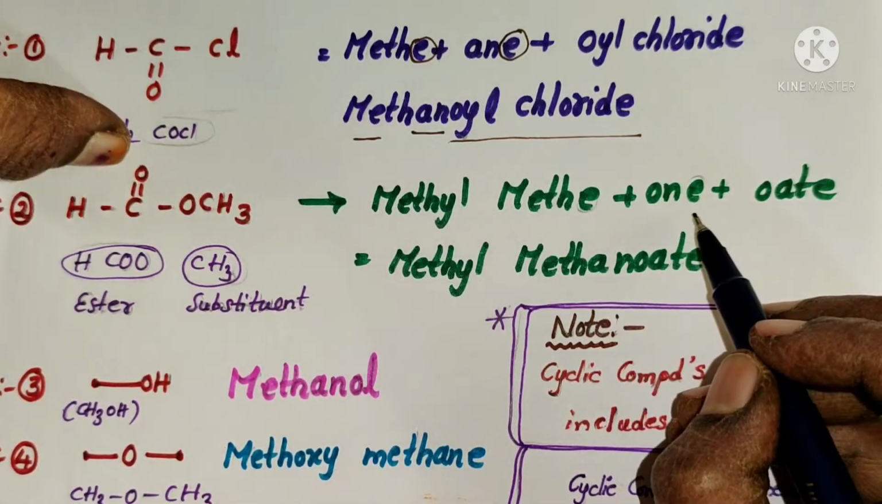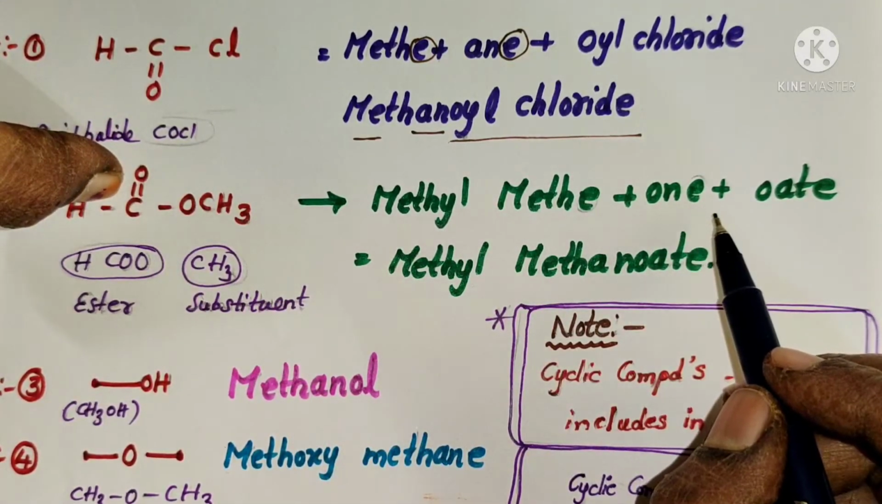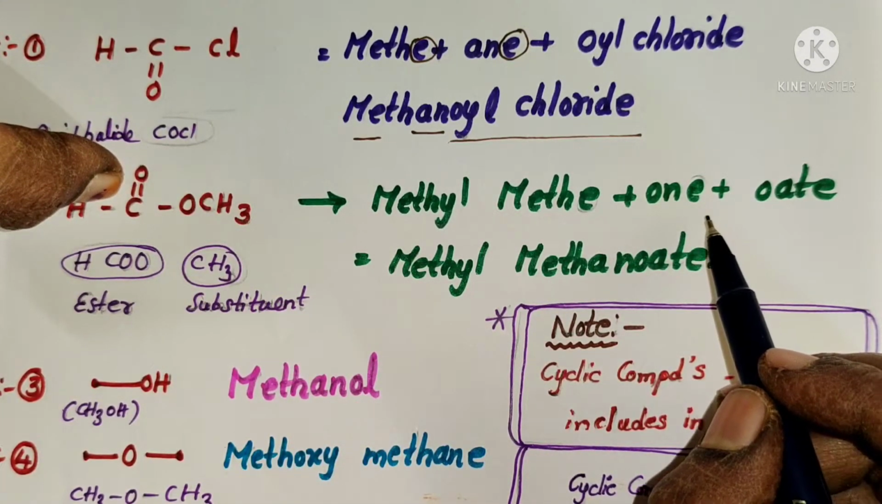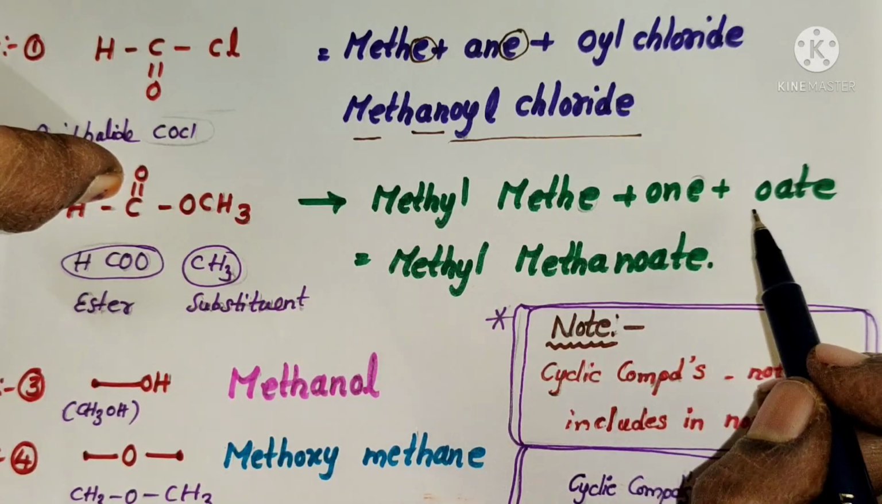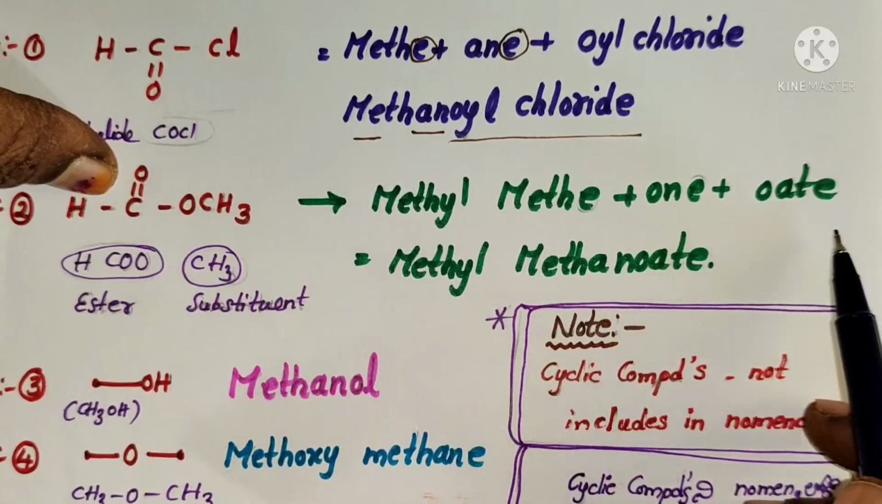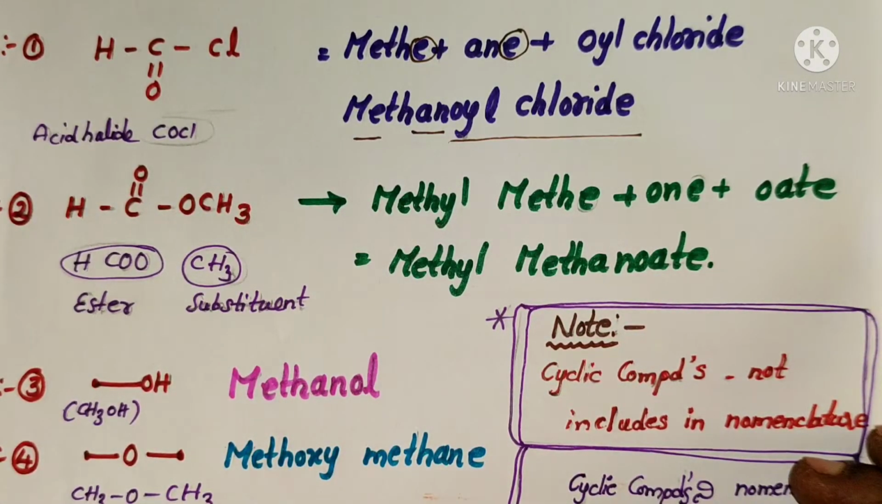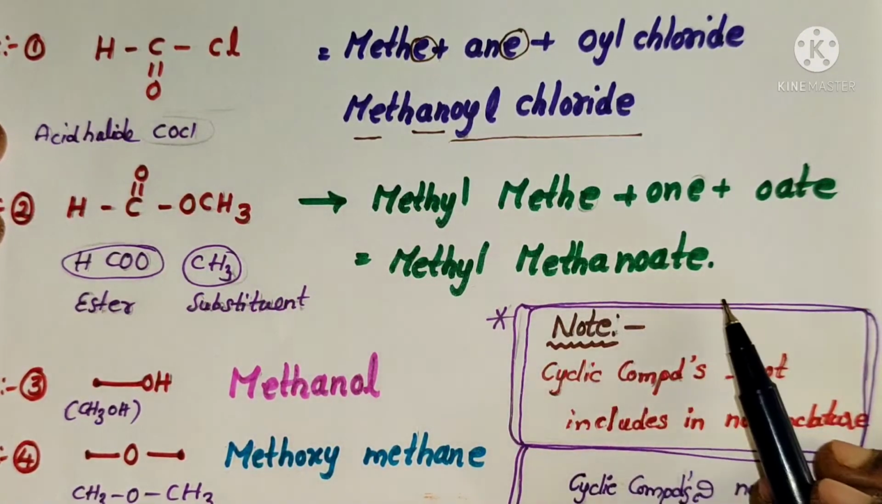Plus on, since C double bond O is there. It is in the secondary suffix, plus oate. What is that? It is oate. The C double bond O CH3 group is there, like it is oate. So it is methyl methanoate.